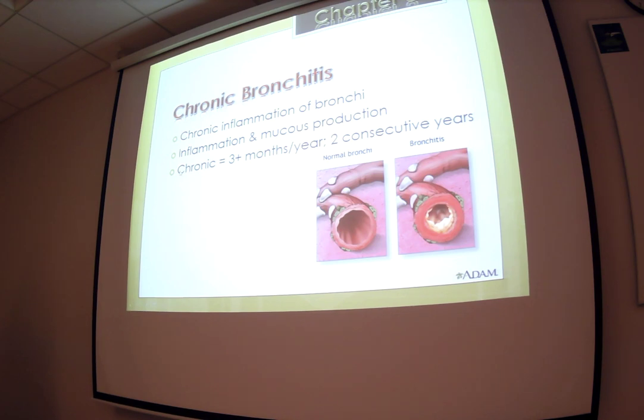To make it chronic bronchitis versus acute bronchitis, you have to be suffering symptoms 3+ months out of the year for 2 consecutive years in order for it to be considered chronic. I don't know why they figured those specific numbers, but it's a lot of them.